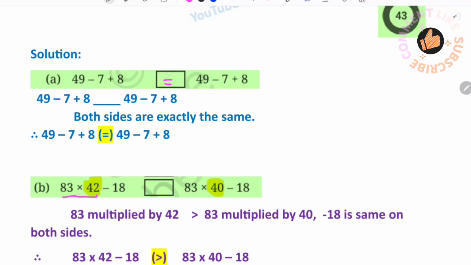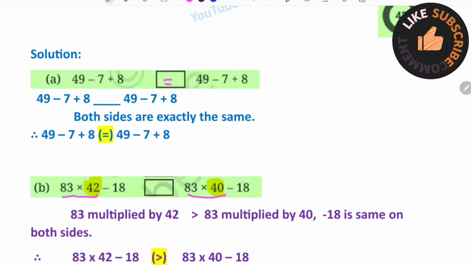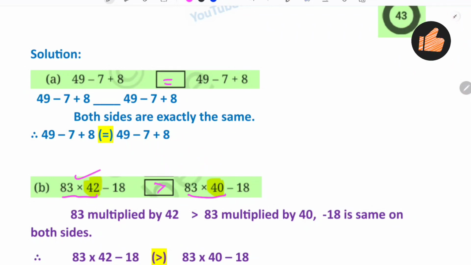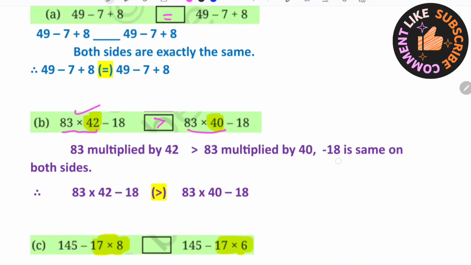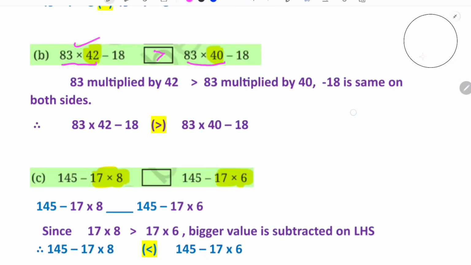Then 83 multiplied by 42, 83 multiplied by 40. So which is the bigger number? This is the bigger number. So you get the greater than sign, because the subtraction of 18 is the same on both sides.